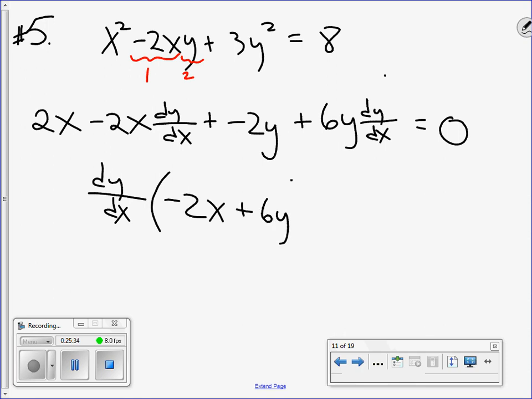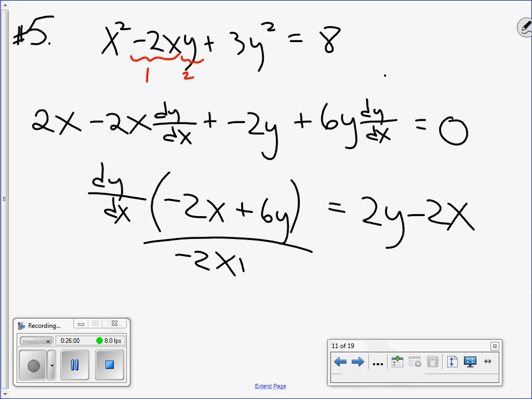You can do whatever you want. 6y minus 2x. Yeah, I like that too. All right, now, the other terms that didn't have a dy dx, they had to be moved to the other side. So it'd be 2y minus 2x, right? And then you divide.